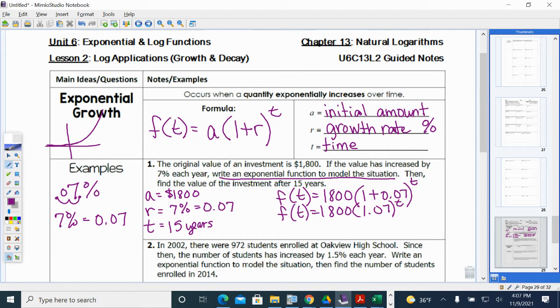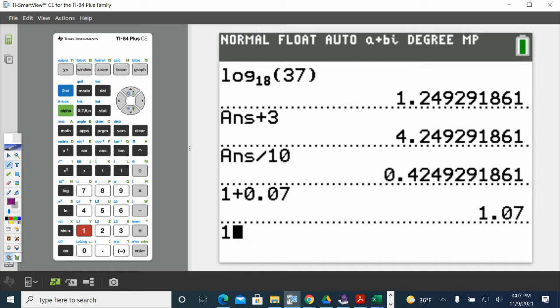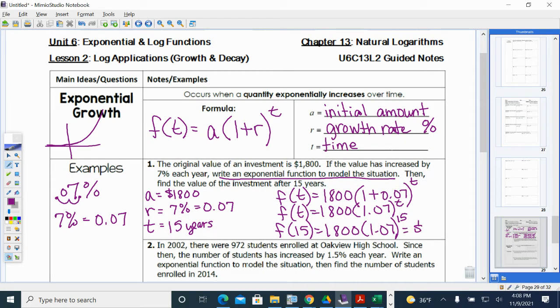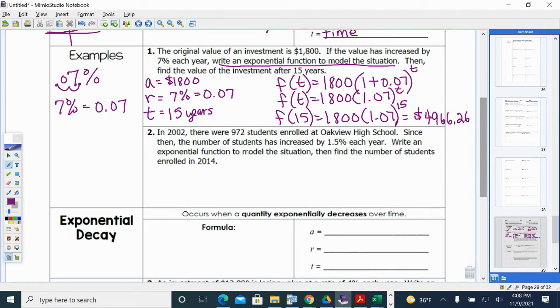Then they want us to find the value of the investment after 15 years. So that time equals 15 years. So we're going to go back to the calculator. We're going to put the 1800 times 1.07 to the 15th power. And we get $4,966.26 after 15 years.